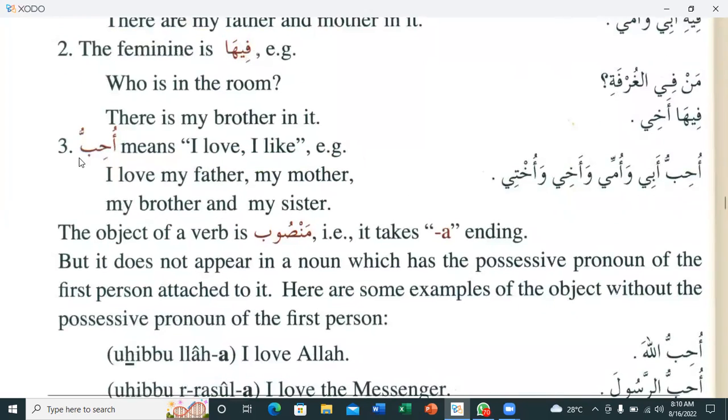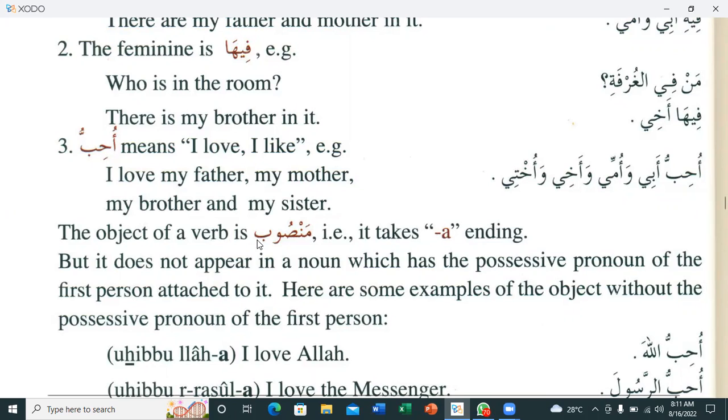And second word is uhibbu. Uhibbu means I love or I like. For example, if we say uhibbu abi wa ummi wa akhi wa ukhti, that means I love my father, my mother, my brother and my sister. And if we say uhibbul madinata rasul, that means I love Madina, the Messenger's city.